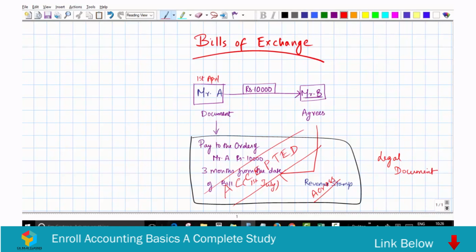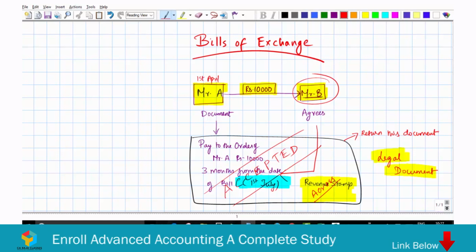It means on the due date, here the due date is 1st July, Mr. B has an obligation to make payment to A, and the amount is 10,000. And as a proof, there is a document which is prepared by Mr. A and accepted by B. Okay, and it becomes a legal document which can be produced in a court of law in case Mr. B fails to honor. So on 1st July, Mr. B is bound to honor this document and make the payment. Fine. When Mr. B makes the payment, what will happen? Mr. A will return this document to B.